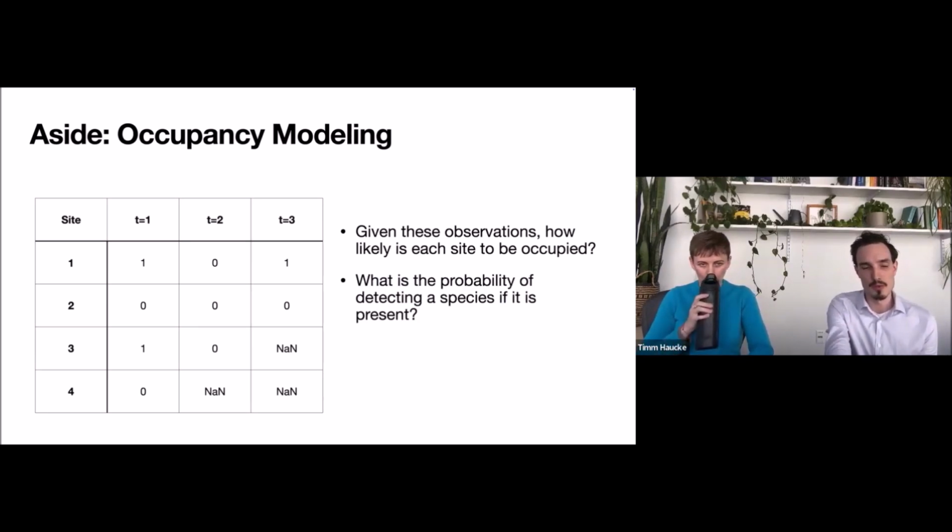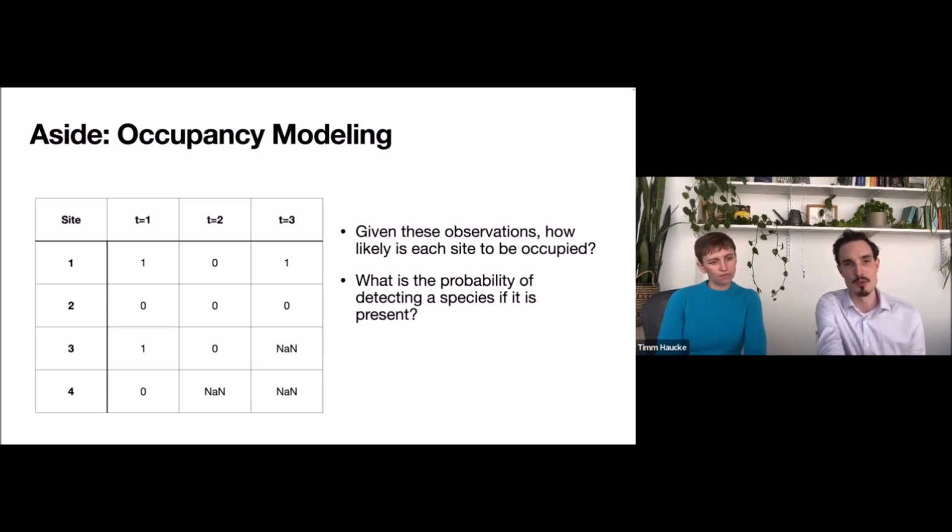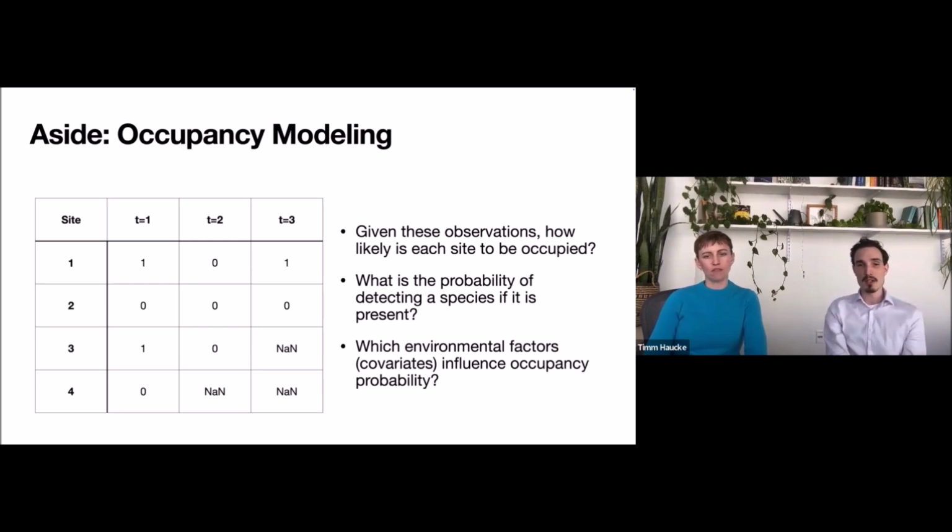So what you're basically trying to do is account for false absences in your observation data, right? Because at any given point in time, you might not see the species of interest, even although it's there. And so then usually you're also interested in the probability of detecting your species of interest if it's present. And then ideally, what might be ecologically most interesting is which environmental factors do actually influence occupancy probability, right? So we also call those covariates.